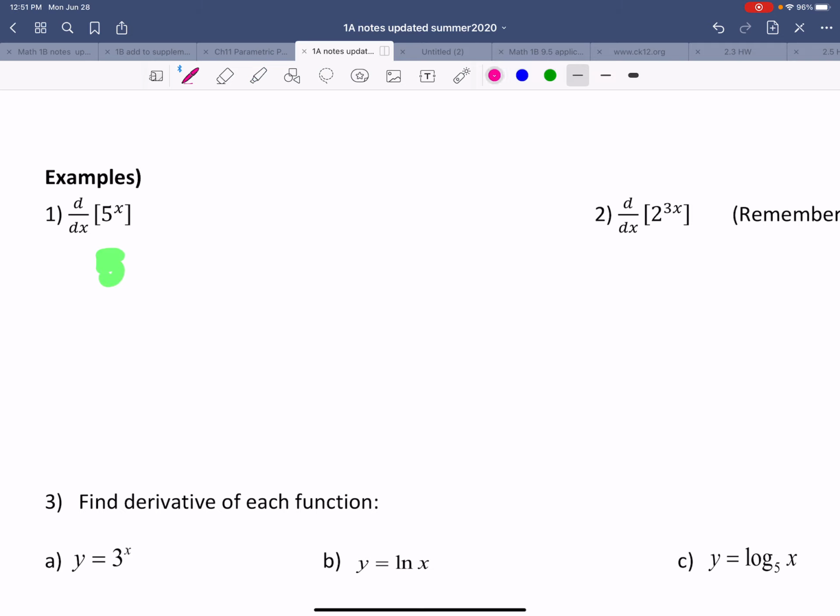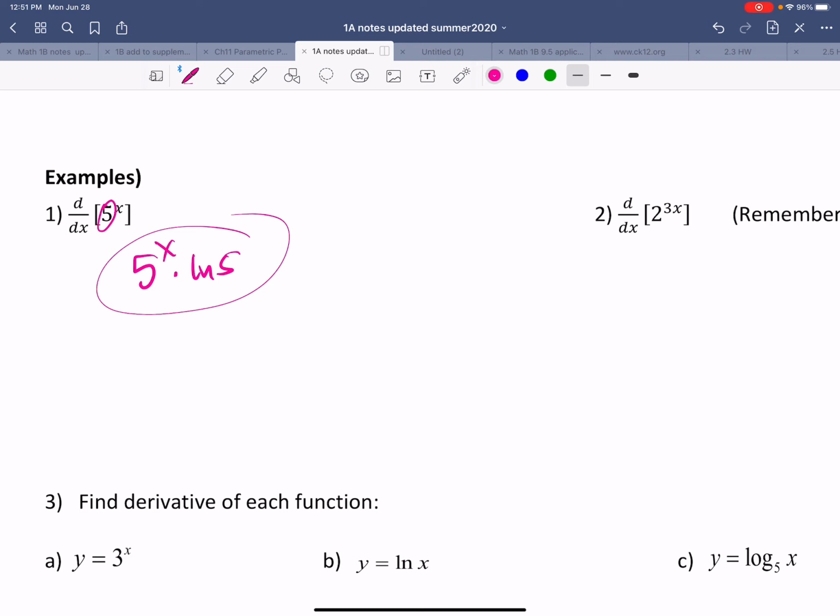It's going to be 5 to the power x times natural log of 5, because your base is something other than e. We do that with the base e as well, but natural log of e is 1, so that doesn't really make any difference.